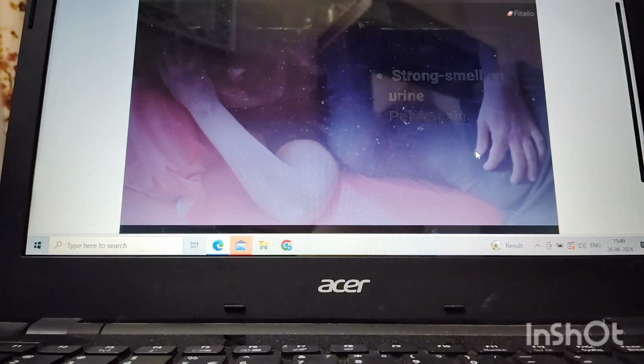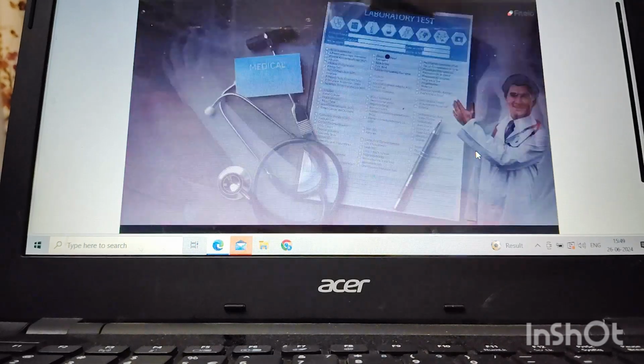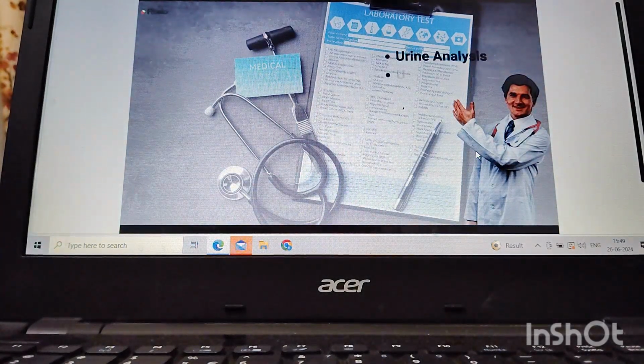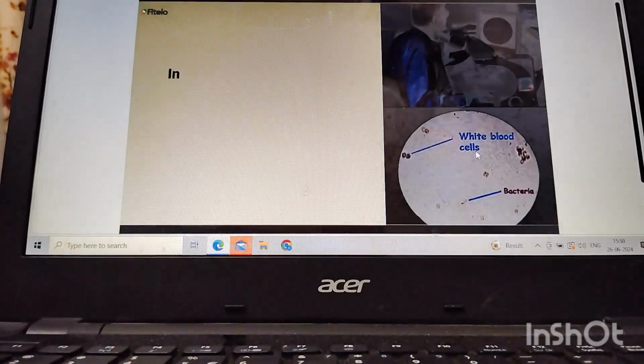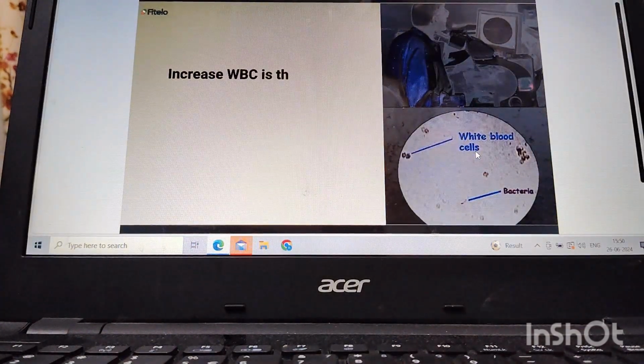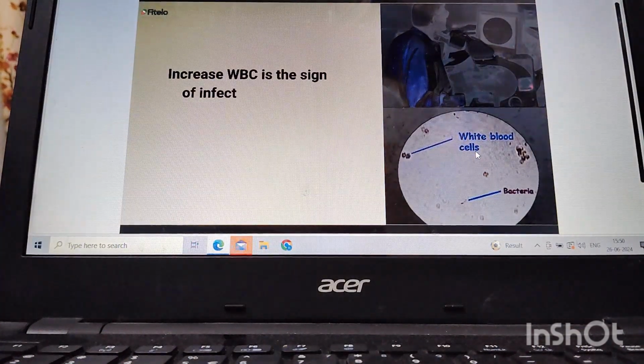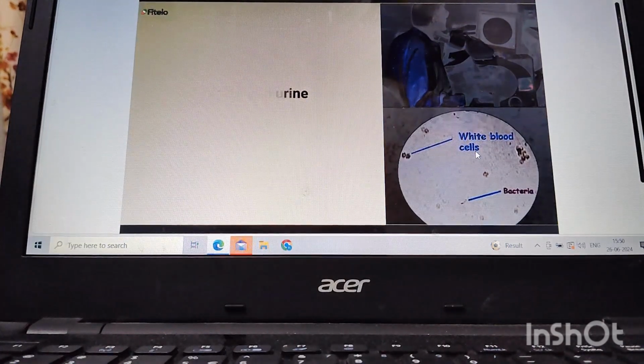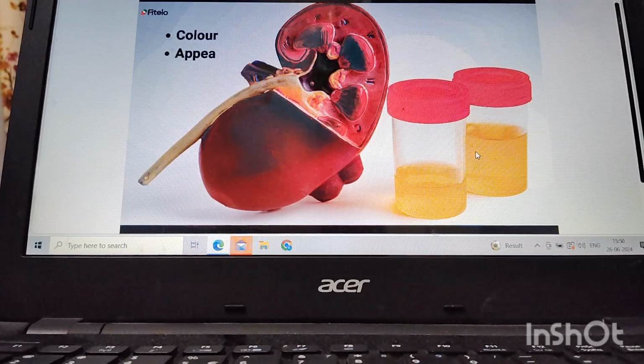For those symptoms which we have discussed, the doctor recommends the following tests, and by analyzing these tests, a dietitian can check the severity levels and provide diet accordingly. Urine analysis: in this test, the dietitian must check the WBC count. Increased WBC is the sign of infection in urine. Also check the color, appearance, and pH of the urine.